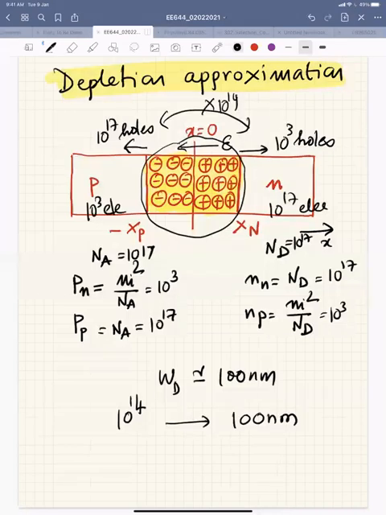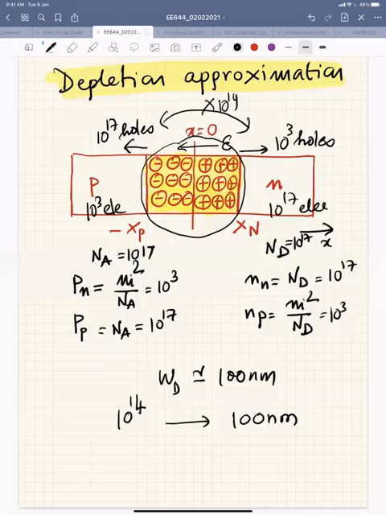On the right-hand side, I have 10^3 holes, right? So the hole concentration in the depletion region is somewhere between 10^17 and 10^3, because the transition is happening in the depletion region. But that transition is happening over a very small x, in hundreds of nanometers.